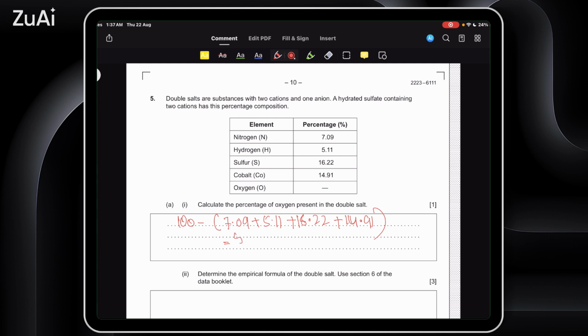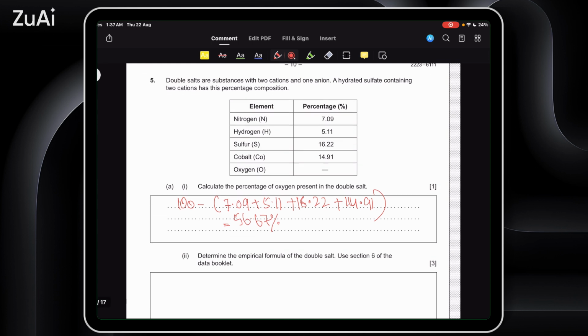So it should be 56.67%. So that's what we need to know.